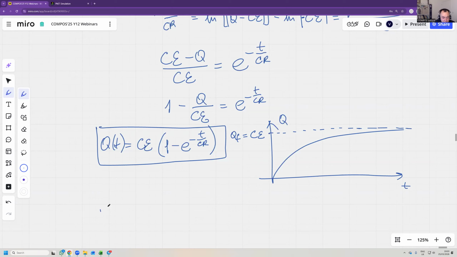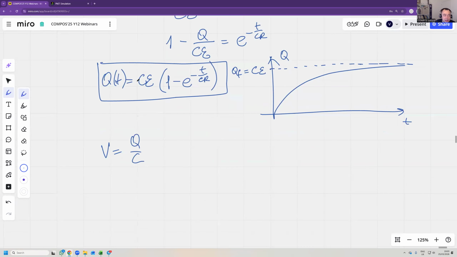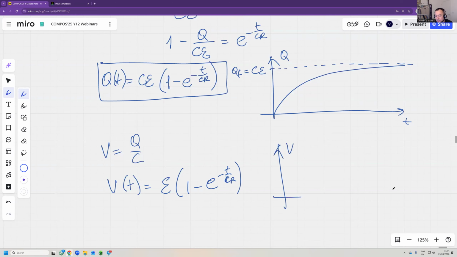And now we know that the voltage is Q over C. So we just divide both sides by C. So V of t is equal to EMF times 1 minus e to the minus t over CR. So the voltage on the capacitor changes in the same way. And just the final value is EMF.